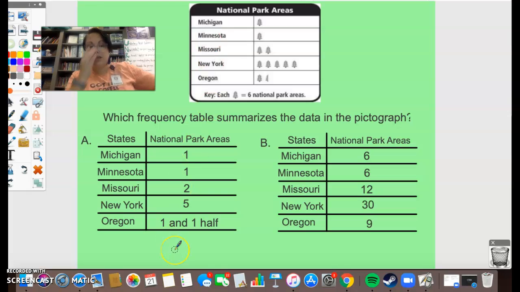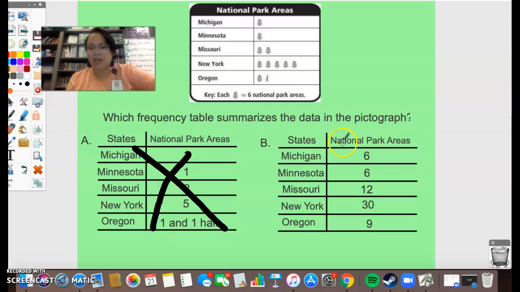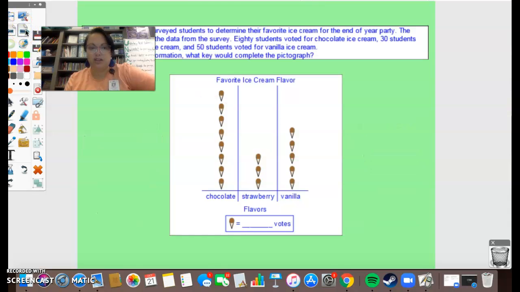All right, which frequency table matches the pictograph? Let's look at the key first. Each tree equals 6 national park areas. So I can already tell you that this one is wrong because look, it has each tree only counting for 1. We have 1 for Michigan, 1 for Minnesota, so that's not it. It's got to be B because that matches the key. You've got to pay attention to that key. Don't let it trick you.